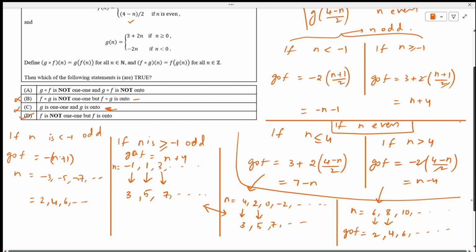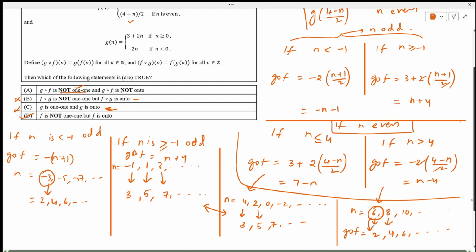That's it, right? So if we look closely, what do we want here? Is g of f one-one or not? It is clearly not one-one, because g of f of minus 3 is also 2, and g of f of 6 is also 2. So it is not one-one. So I agree till here.